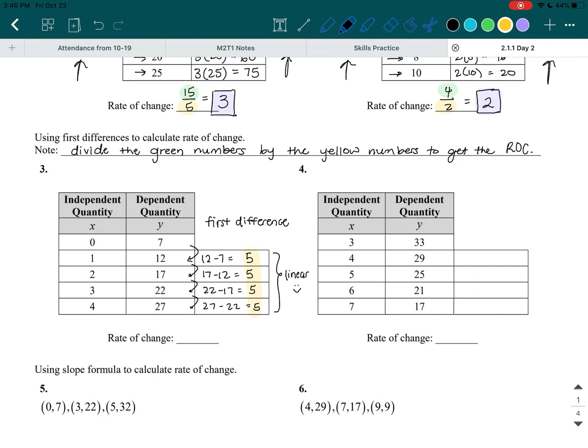Anyways, so now we're going to calculate the rate of change. Sorry, my brain blanked for a second. So these numbers, these are our green numbers. They come from the right side. And then now we need to take a look at our left side. How much are we jumping over here? So from 0 to 1, 1 to 2, 2 to 3, 3 to 4, we're only jumping 1. So that's a good thing.